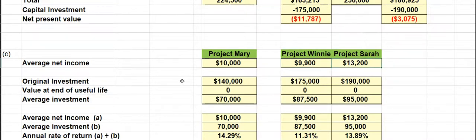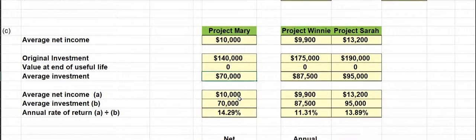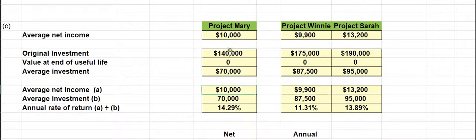Next thing is the original investment plus any salvage value. The salvage value, as you may recall, is 0 for each of these projects, and then we divide by 2 to get the average. And so in this case, 140 plus 0 divided by 2 would be 70. And then we would take the 10,000, which is the average net income, and divide by the average investment value of 70,000, and we would get an annual rate of return of 14.29%.